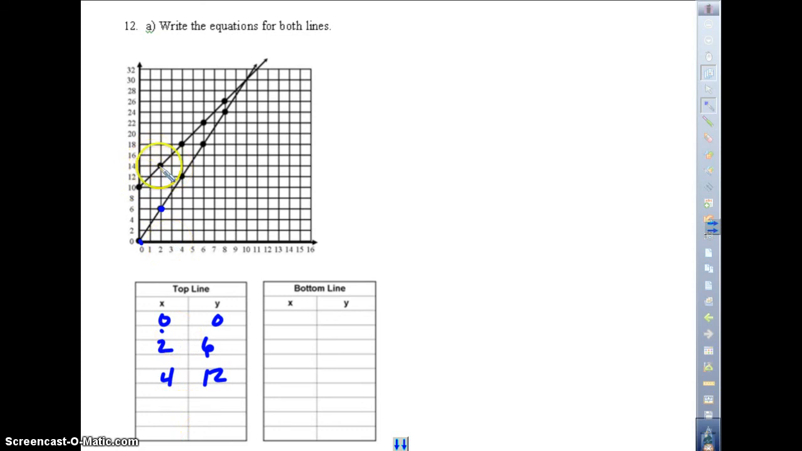And then do the same thing for this line over here in this table here. That point there is 0, 10. This point here is 2, 14. I left a space, so you can put in a 1. 4, 18. I left a space, so you can add the 3. This is your challenge question. See if you can write the equation for both of those lines.